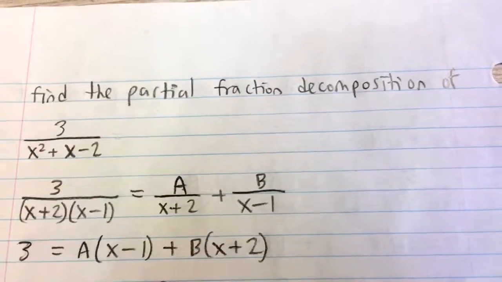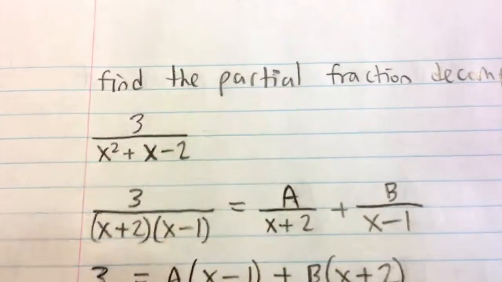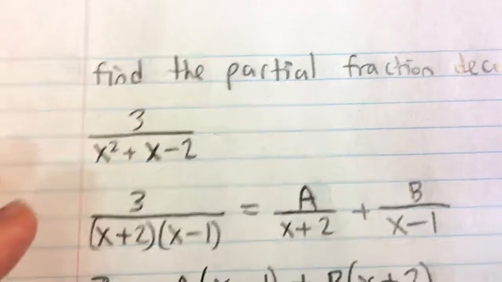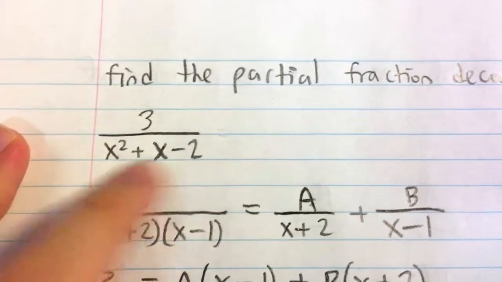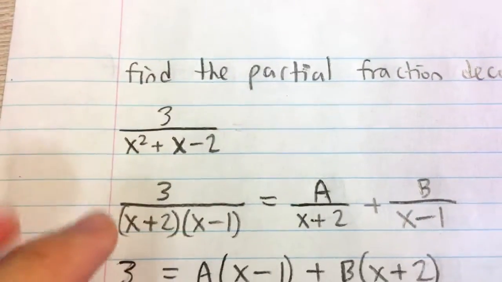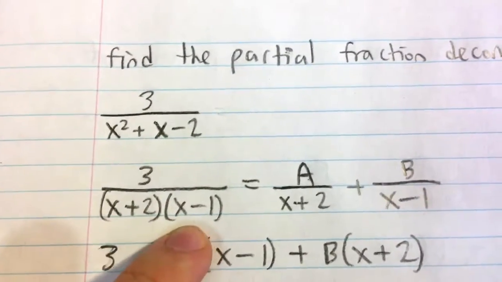Find the partial fraction decomposition of 3 over x squared plus x minus 2. Now, the first thing I'm going to do is factor the denominator. In this case, it factors into x plus 2 times x minus 1.